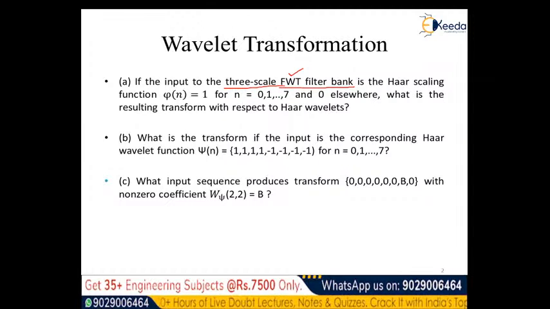So before solving the exact question, you should have a knowledge of what exactly the fast wavelet transformation is. With the help of this transformation tool, what is that filter bank and what level, that means here it is the 3 scale filter bank. It should be first of all known to you. Along with that there is a mention of the Haar scaling function here. See here, Haar transformation is the basic and the first wavelet transformation.